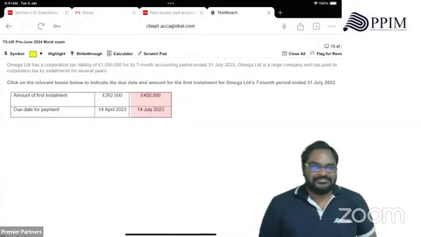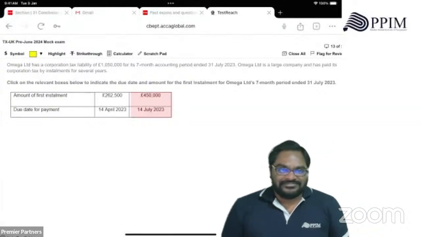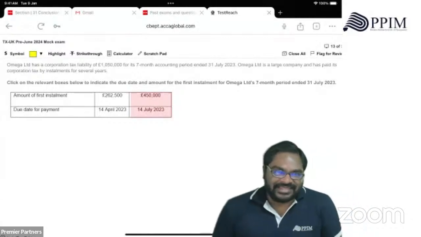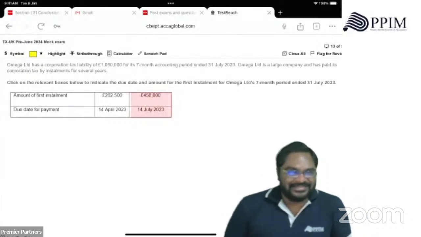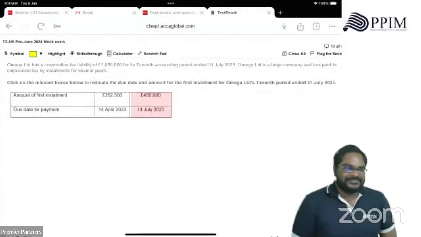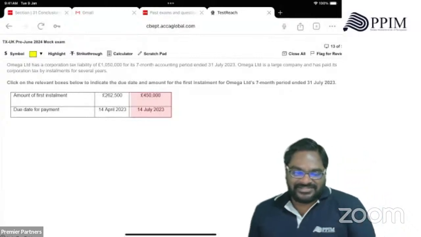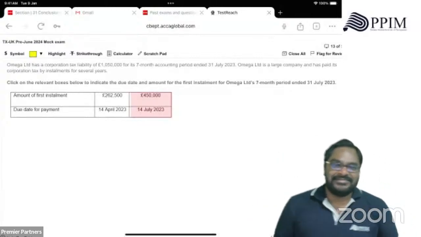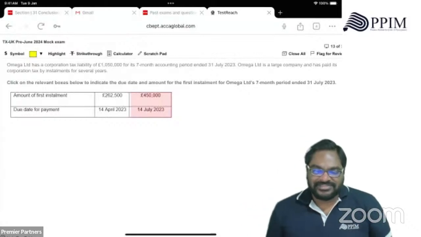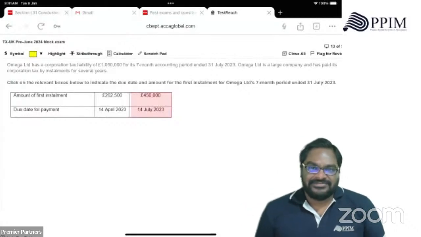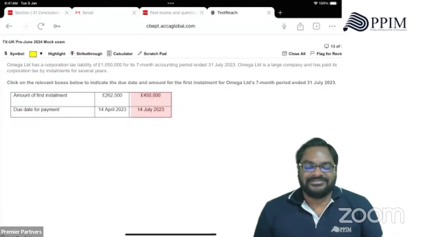This is 2,500. I told you, just because it is ticked here doesn't mean that is the correct answer. Also the right side, 260 to 500. Okay. Then now what?